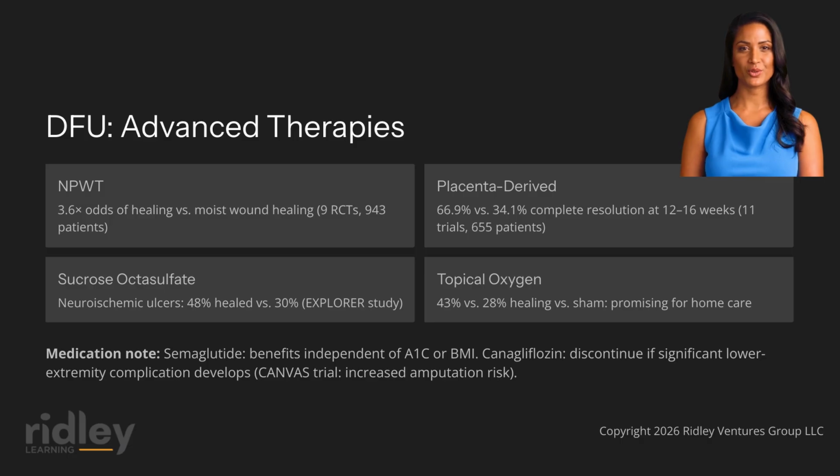Medication considerations are increasingly recognized as important modulators of diabetic foot ulcer outcomes. Semaglutide, a GLP-1 receptor agonist, has demonstrated benefits independent of baseline diabetes duration, hemoglobin A1C levels, body mass index, or concomitant SGLT2 inhibitor treatment. In contrast, canagliflozin, an SGLT2 inhibitor, was associated with an increased risk of lower limb amputation, predominantly affecting toes, in the CANVAS trial, and discontinuation should be considered if an individual develops a significant lower limb complication.